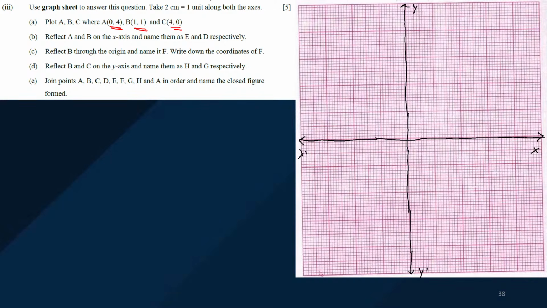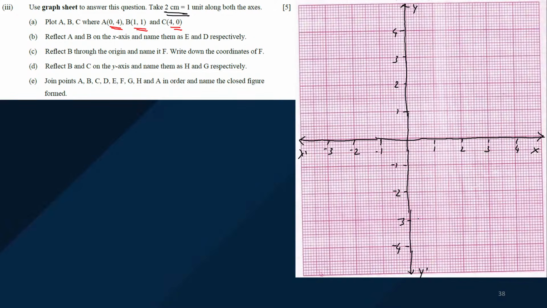Have they given same scale over here? 2 centimeter equal to 1 unit? Yes. Now they have given take 2 centimeter equal to 1 unit. So now here I'll mark this as minus 1, minus 2, minus 3, and this is going to be 1, 2, 3, 4. This is going to be 1, 2, 3, 4, and this is going to be minus 1, minus 2, minus 3, and minus 4. Clear? Okay, this is going to be minus 1, minus 2.